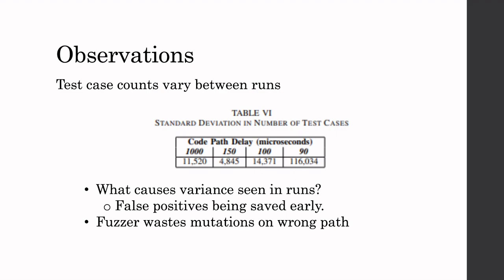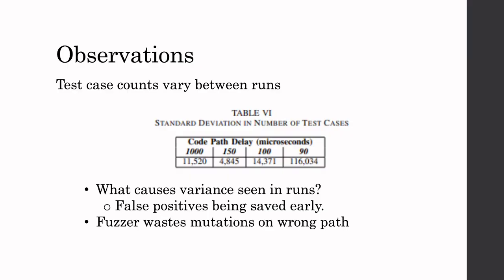A majority of the 1000 microsecond runs ended up being pretty quick, within a few thousand. But there were a few runs where a false positive was saved early, and that caused the fuzzer to take around 30,000 test cases to actually find the crash case.